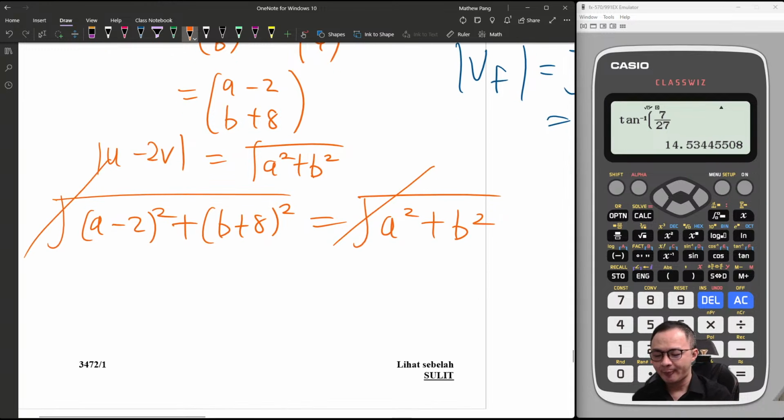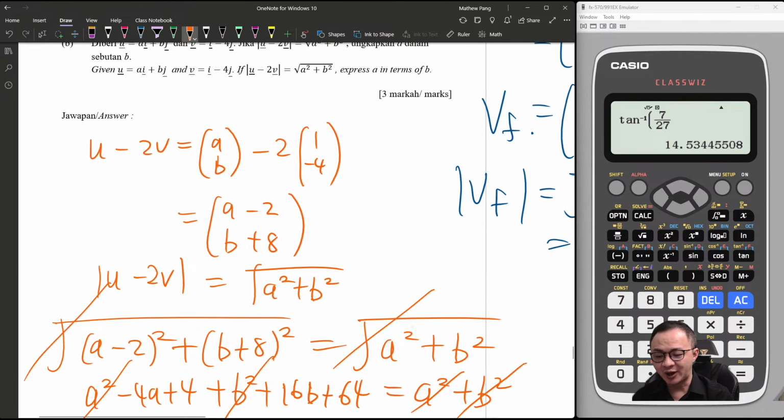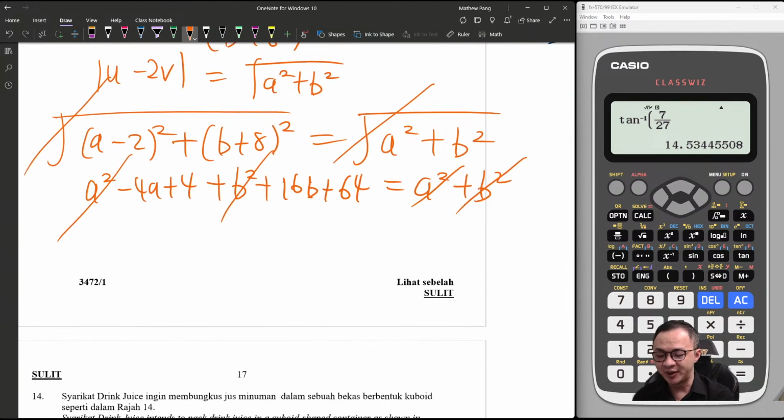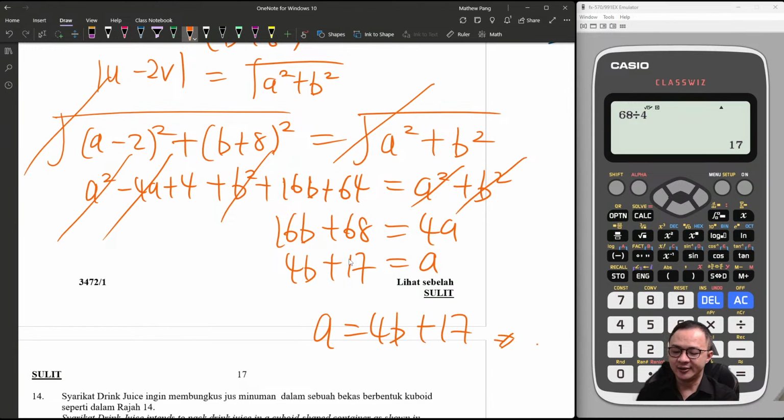Cancel the square root, expand it: A squared minus 4A plus 4 plus B squared plus 16B plus 64 equals A squared plus B squared. Cancel the A squared, cancel the B squared. What they want is A in terms of B. Okay, for A here, solve this one. So this is 16B plus 68. So A will equal 4B, 68 divided by 4, plus 17. Done. A equals 4B plus 17, A in terms of B.